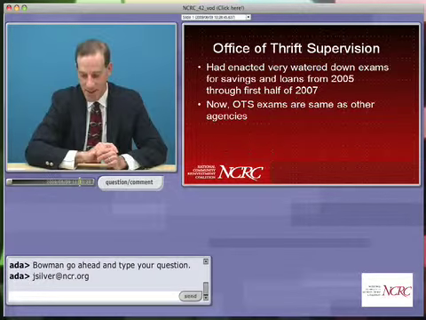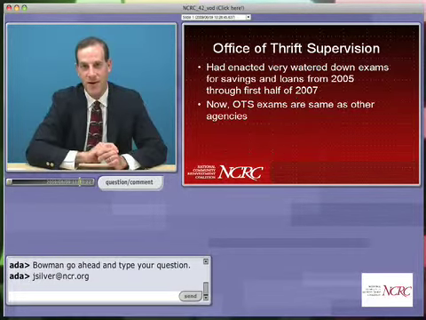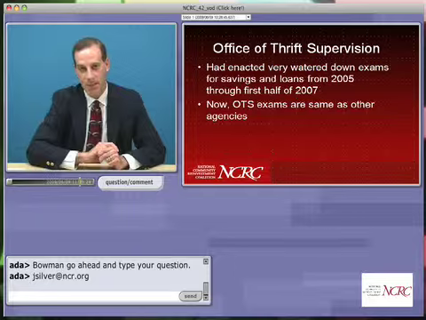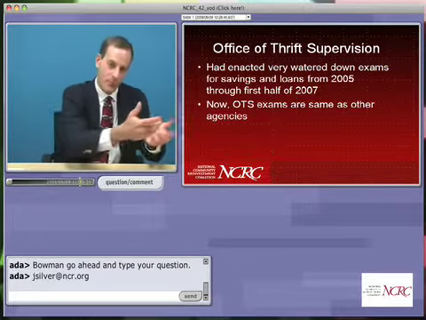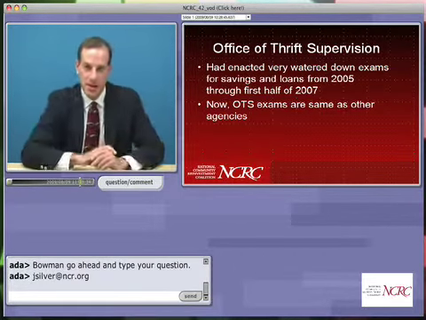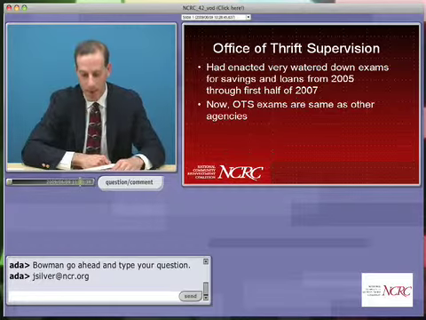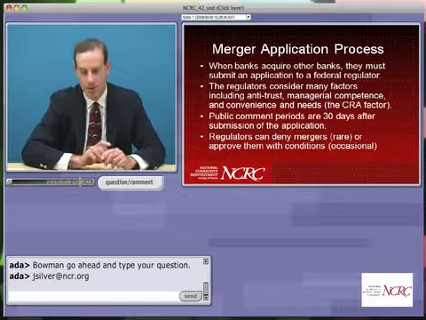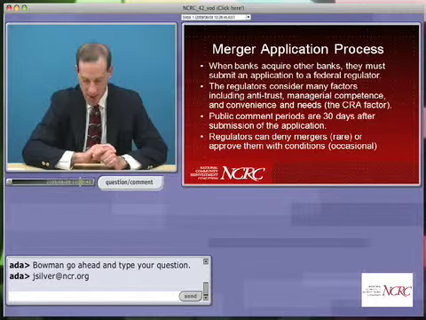And actually, that's what the OTS was doing for two years, from 2005 to 2007. But then another director of the Office of Thrift Supervision came, and this director was more pragmatic, and changed it so the CRA exams were like the ones for the other federal agencies. You go to the next slide, the merger application process.